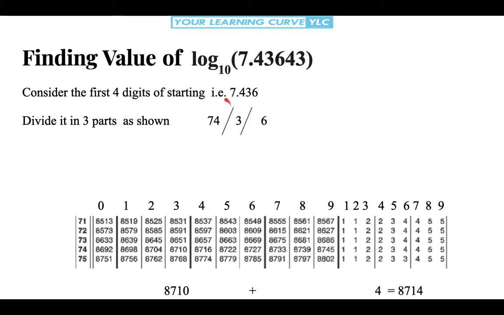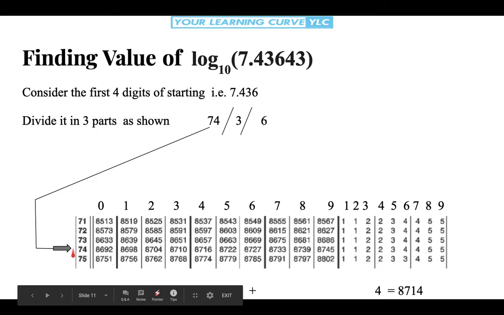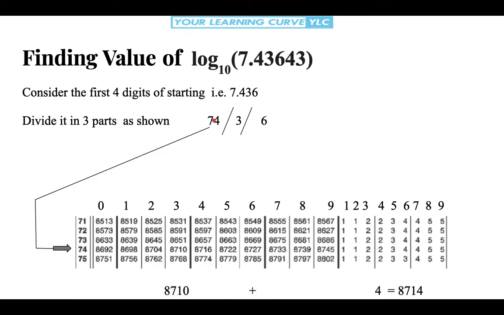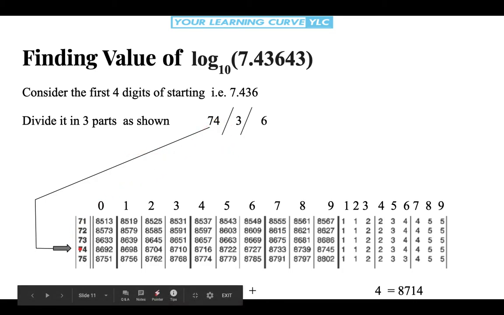So here we'll divide it into 74, then 3 and then 6. Now this 74, you have to find in the first column. When you find it, I have cut out the corresponding part of that log table, and see, 74 is written over here. We mark this row.